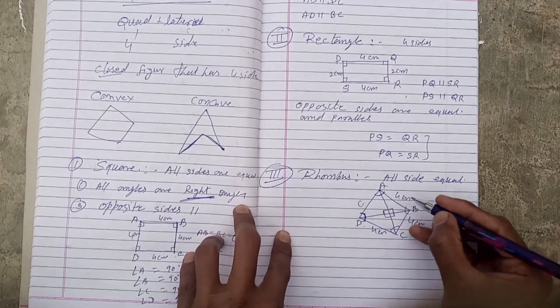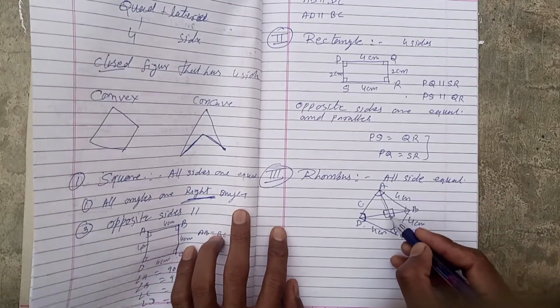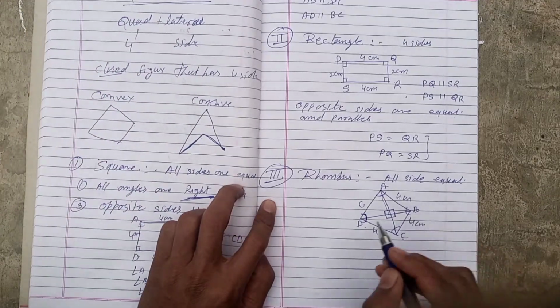Which are the diagonals? Means the corner to corner jointed, that is called diagonal. The diagonals bisect each other at right angle. That is called the rhombus.